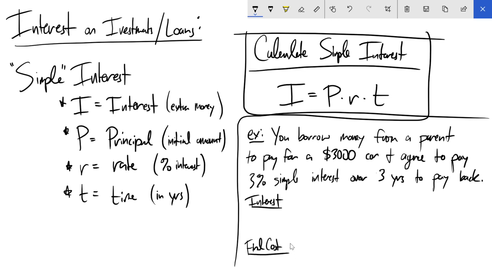To calculate the interest, if you use simple interest, then we're going to use this formula. Now we get to use some of these variables. For example, P is the principal, it's the initial amount. What would that be in this case?